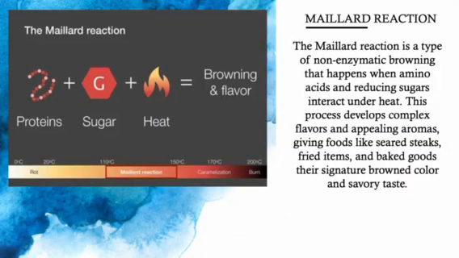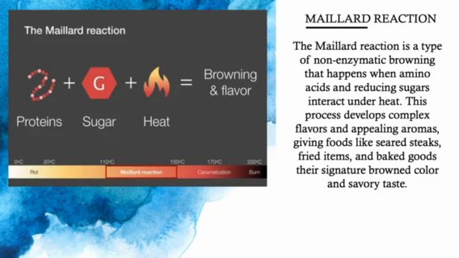So, for the Maillard reaction, what is it? The Maillard reaction is just a type of non-enzymatic browning that happens when all your amino acids and your reducing sugars interact under heat. This process develops complex flavors and appealing aromas, giving foods like seared steaks, your fried items, and all of your baked goods their signature brown color and savory taste.